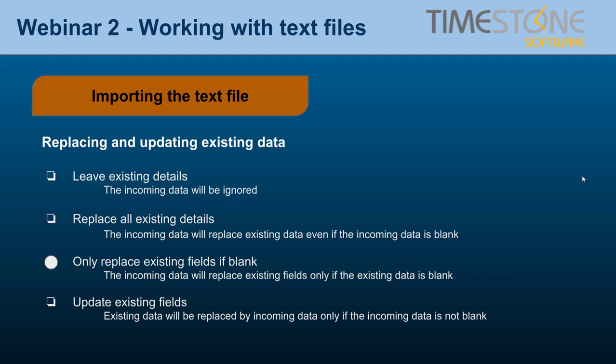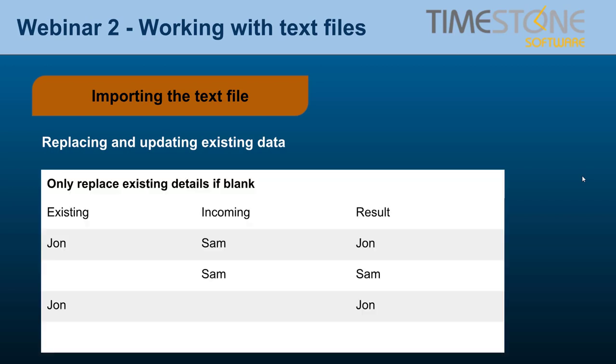Third option, only replace the existing data if the fields are blank. So the incoming data will replace existing fields only if the existing data is blank. Back to our example. So we've got John, blank, John, existing. Coming in is Sam, Sam, blank. And have a look at the result.